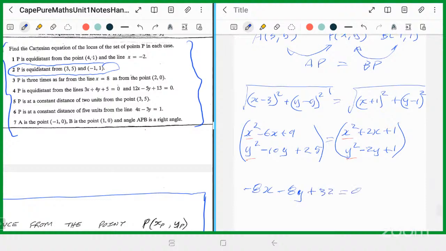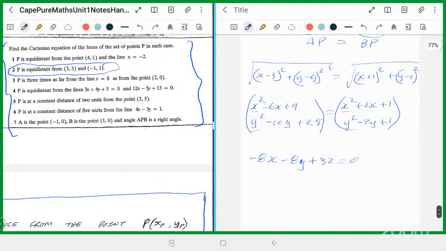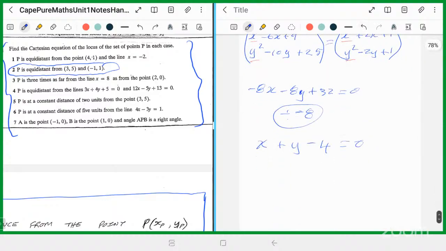Equals 0. Then 32 can be divided by 8, and to get these positive, I can divide through by a negative 8 instead. Divide these by a negative 8. This becomes x. This becomes y. And this becomes minus 4 equals 0. So it's basically x plus y equals 4 is the answer.